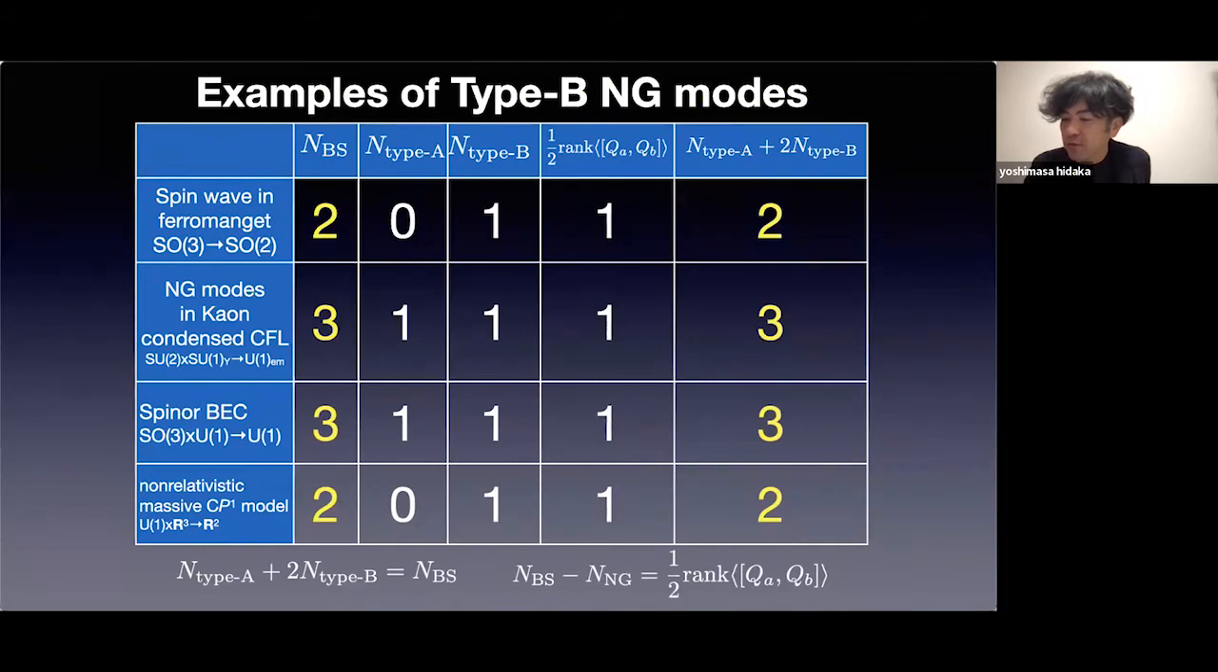These are examples of the type B mode. This is a ferromagnet system, this is a color superconducting system, and this is an example of a spinor BEC. And this is also the non-relativistic massive CP1 model, showing some of these symmetry breakings. All these examples, of course, satisfy this relation. Actually, the number of broken symmetries is type A plus twice the type B. So this yellow point is all the same.